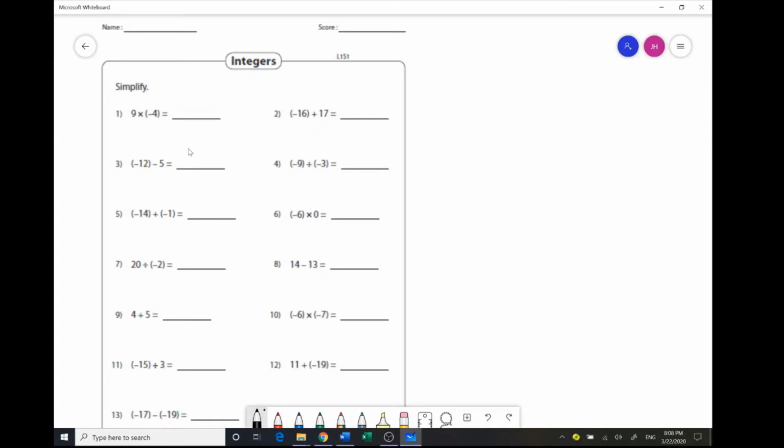Okay, number 1, 9 times negative 4. Again, go back to the notes of multiplying integers. You know that when a positive number, 9, is multiplied by a negative number, which is the negative 4 in this case, a positive and a negative number multiplied together will always end up with a negative number. So write down the negative first. Now figure it out. What is 9 times 4? That is 36. So the final answer is negative 36.